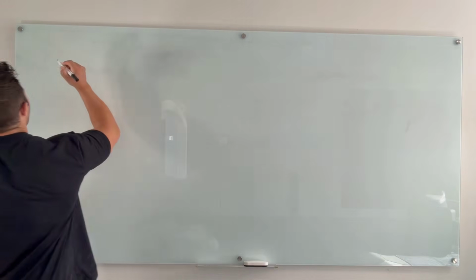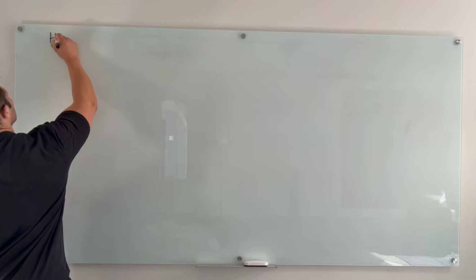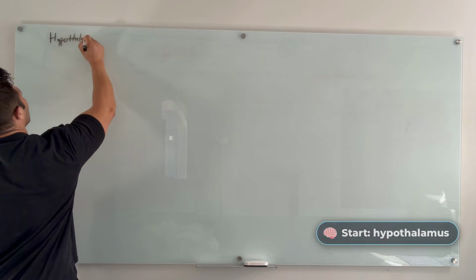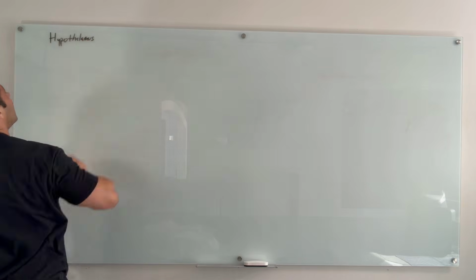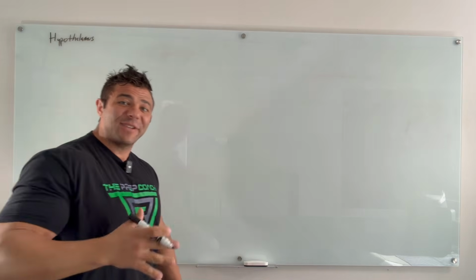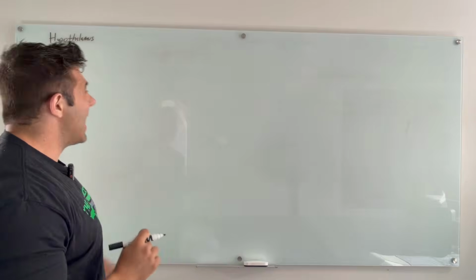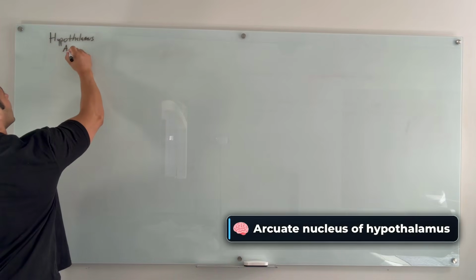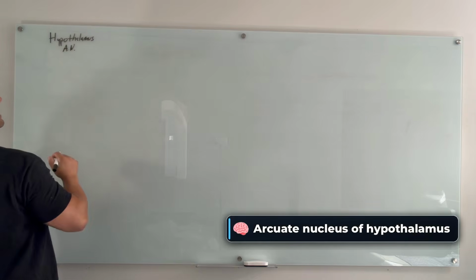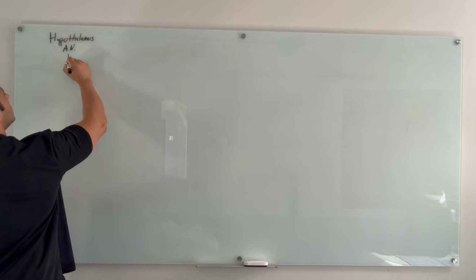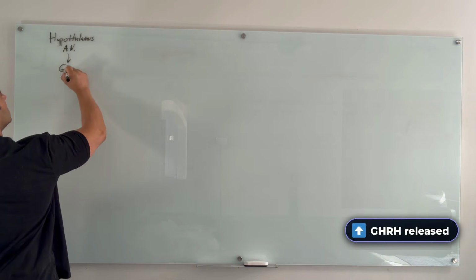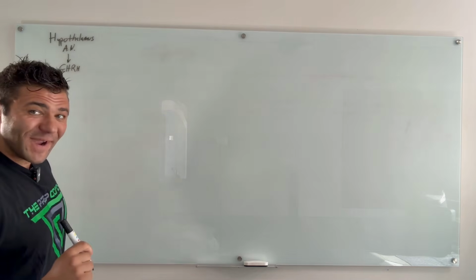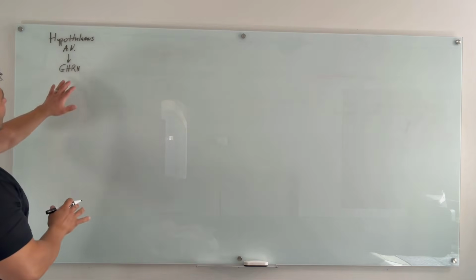Now, like usual, we're starting off in the hypothalamus, kind of similar to where we started off in the last basics video, right? Only here we're looking at the arcuate nucleus of the hypothalamus. So this is actually going to release growth hormone releasing hormone, which you've heard about in peptide format, right? So we have this growth hormone releasing hormone.